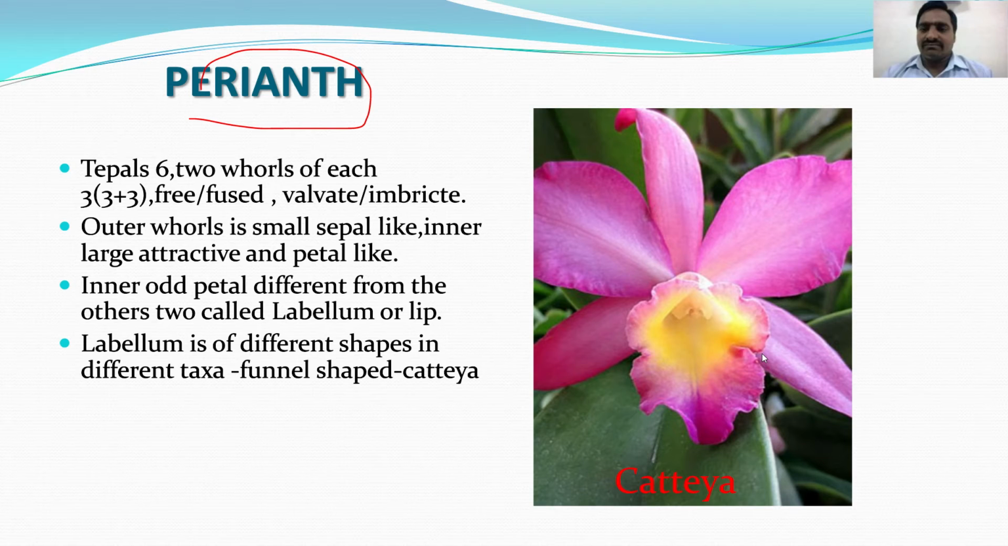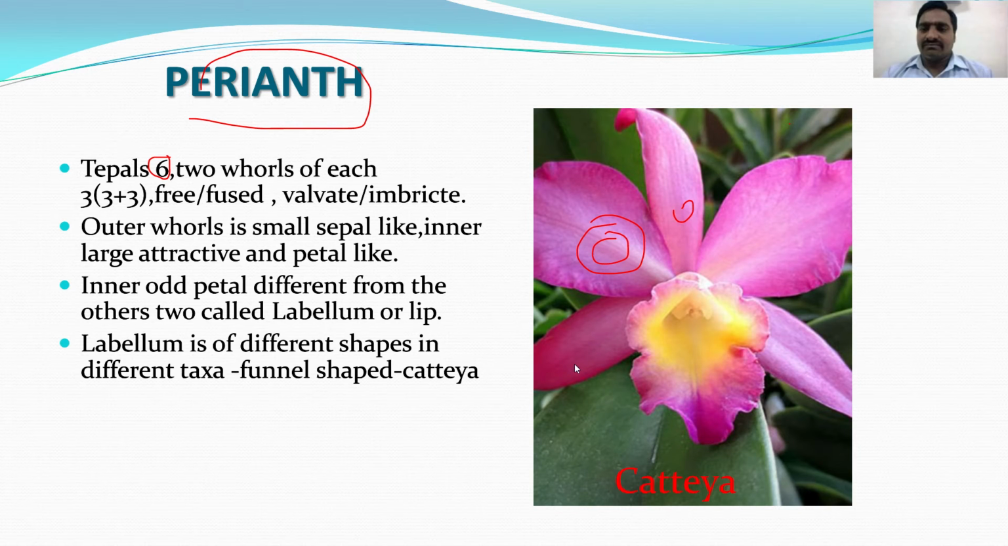Okay. Next, what is the perianth? In the Orchidaceae family, the perianth is in two whorls. They are called tepals. Why are they called tepals? Sepals and petals are both the same color, so they are called tepals. So tepals are six in total, in two whorls. This is the outer whorl. This is the inner whorl. So both whorls are present, 3 plus 3. These are free or fused. Valvate or imbricate aestivation is present in this perianth.